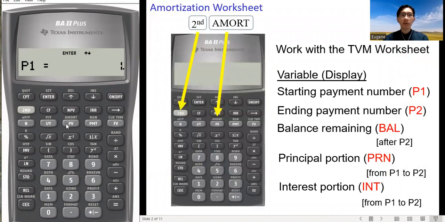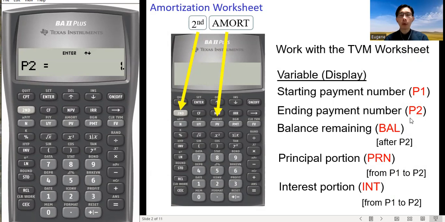We need to enter two variables, P1 and P2. They are respectively the starting payment number and the ending payment number. When you apply for a loan, you are obligated to make periodic repayment to settle the loan. The first payment corresponds to payment number 1, the second payment number 2, and then we have payment number 3, payment number 4, etc. And P1 and P2 correspond to these payment numbers.